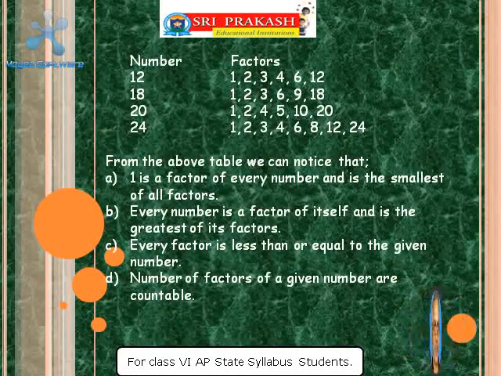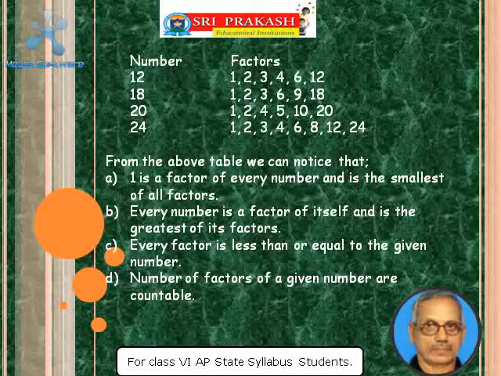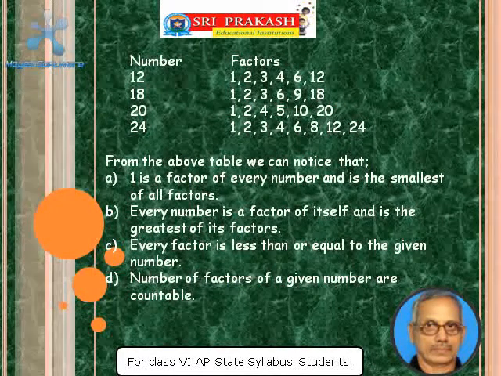Factors of 12 are 1, 2, 3, 4, 6 and 12. Factors of 18 are 1, 2, 3, 6, 9 and 18. Factors of 20 are 1, 2, 4, 5, 10 and 20. Factors of 24 are 1, 2, 3, 4, 6, 8, 12 and 24.